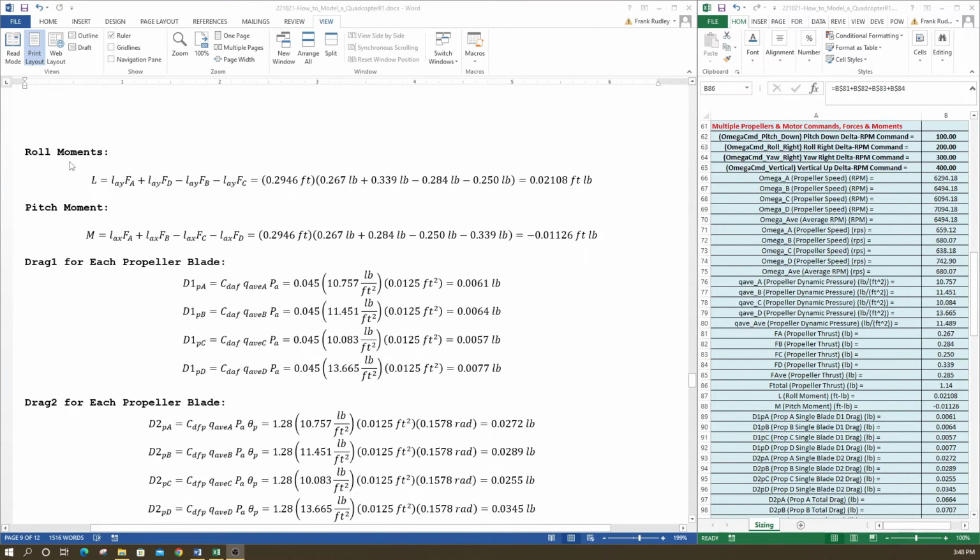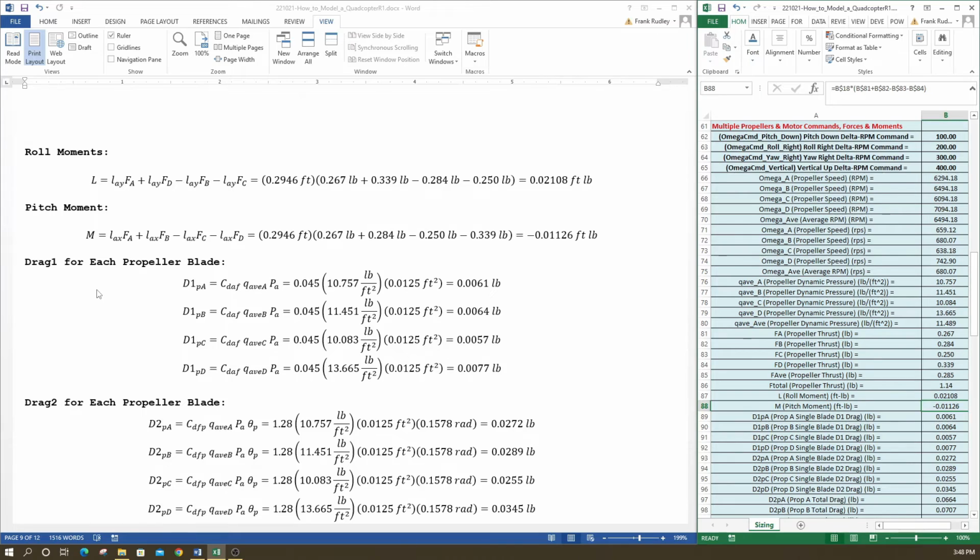Now we're going to compute the roll moment from this command input over here, and we went through that equation previously, where it's equal to this crank arm LAY times all these forces. So our roll moment comes to 0.02108 foot-pounds. Then we compute our pitch moment, which in this case comes to minus 0.01126 foot-pounds. So the spreadsheet matches the calculation for our pitch moment.